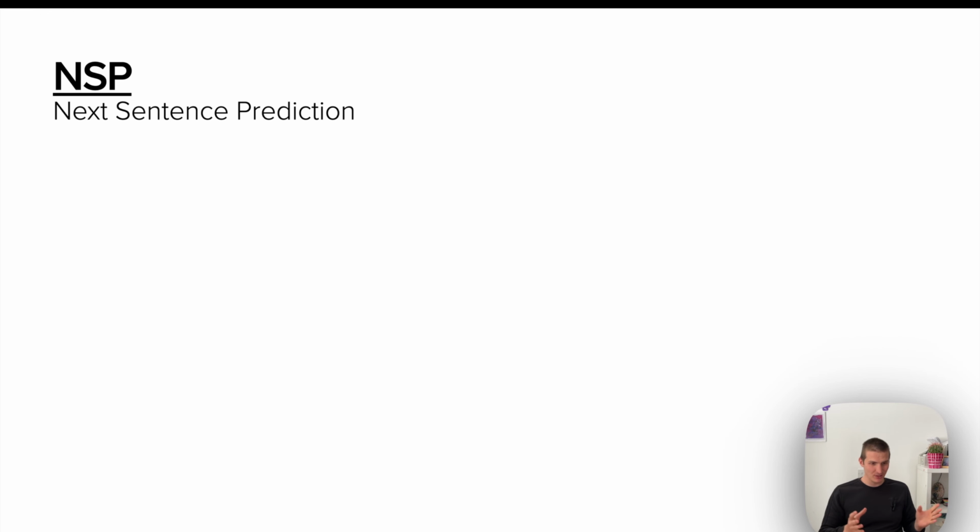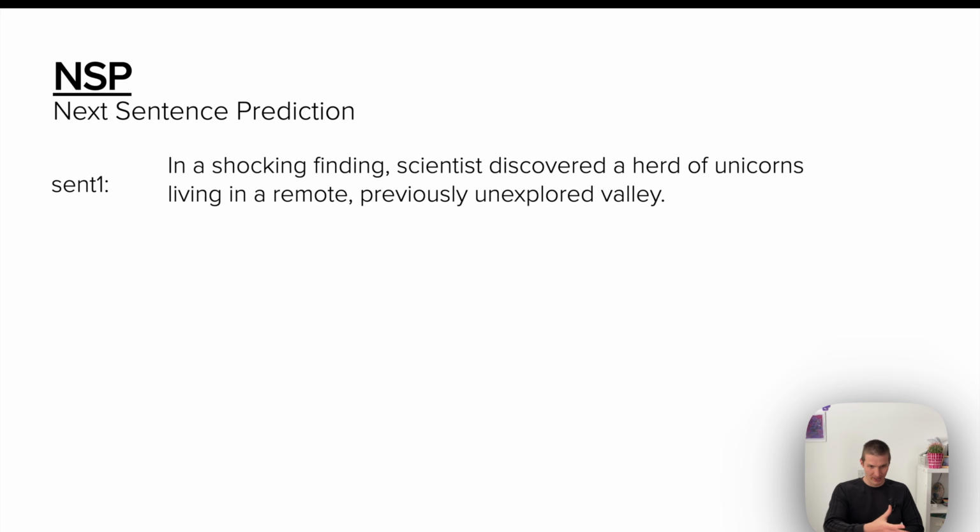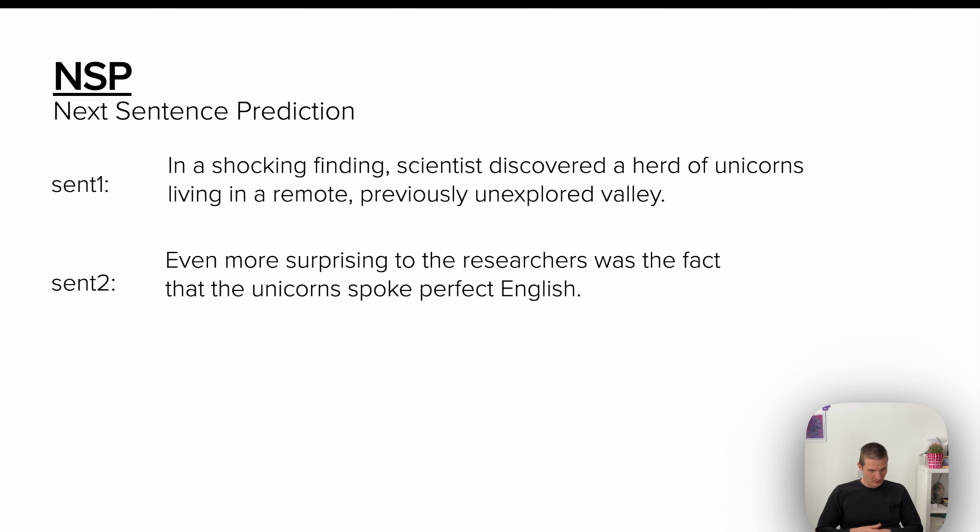Another target that can be used for pretraining is called next sentence prediction. So this is an example of that. Let's say we have a sentence from a text in shopping finding, blah, blah, blah, discovered a herd of unicorns. And then we have a second sentence that we took as the next sentence from the same text. And we assign a label of true to that. So we say that this indeed was a next sentence in a text.